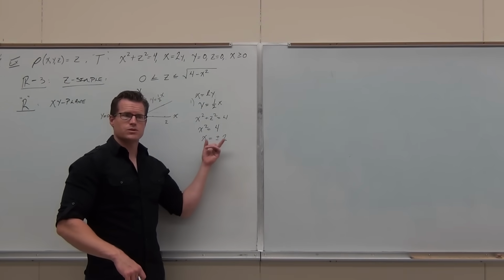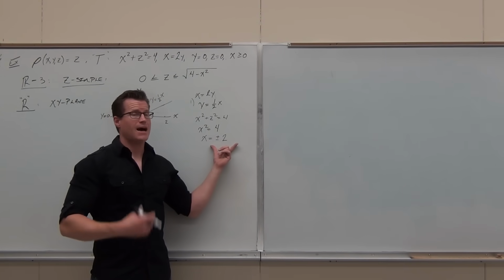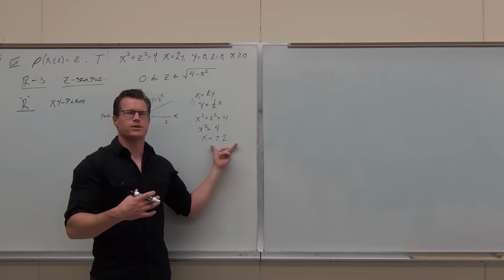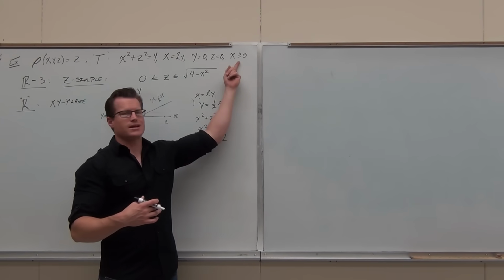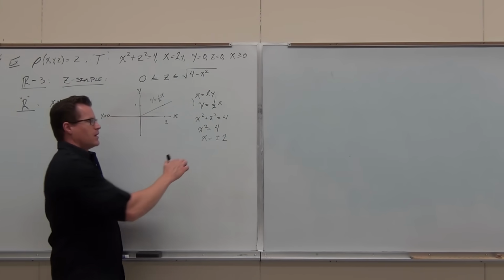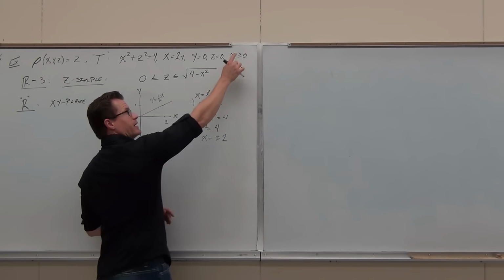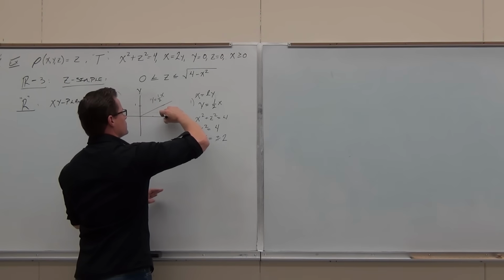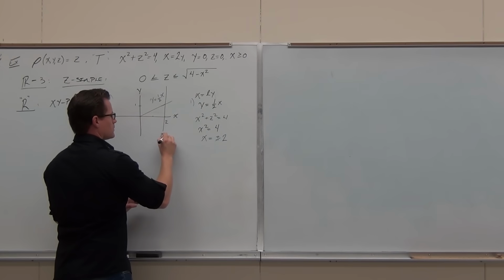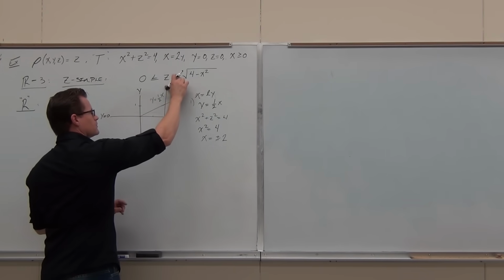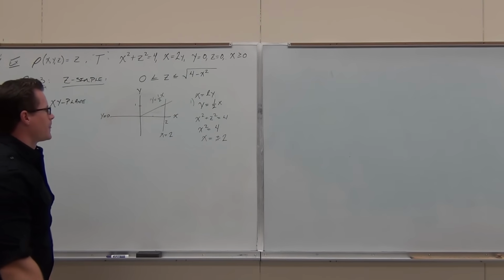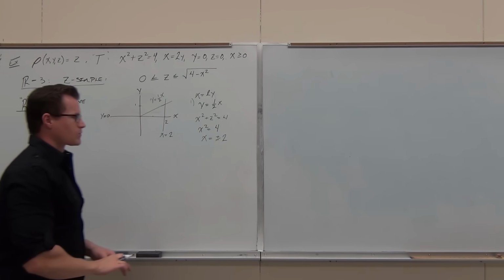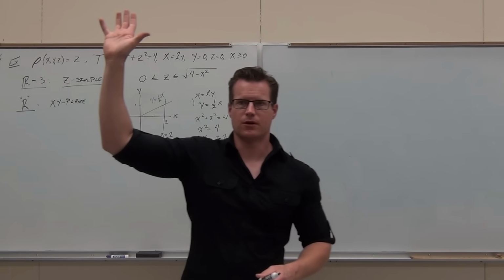Only there's one condition over here. If x equals plus or minus 2, I have a condition that's going to eliminate one of these. What's that condition? Yeah, so I don't care about the one over here. This guy, don't worry about it. X has to be positive. That's just giving me this vertical line at x equals 2. Show of hands, feel okay with that so far?